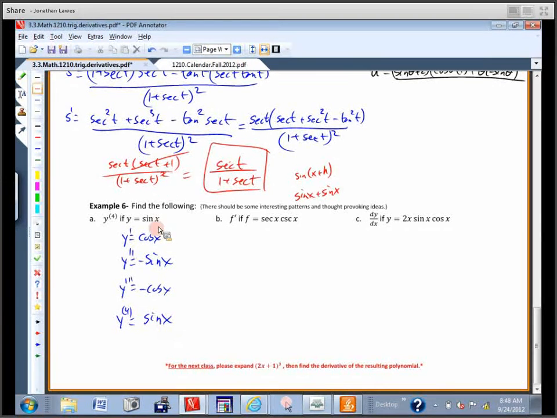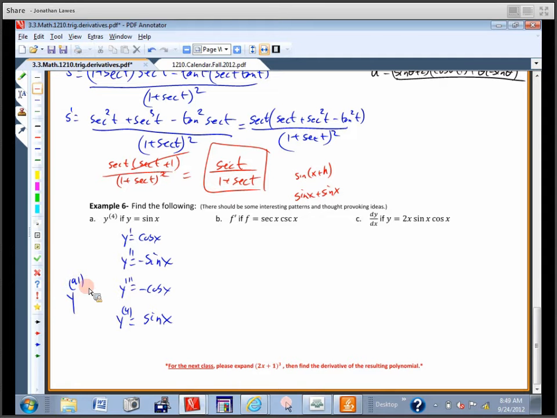So what would happen with this pattern? How often does it repeat? Every 4 times we take the derivative, we'd get right back where we started. Okay? You've got a problem on your test that's something like, what is the 91st derivative of sine? Well, they certainly don't want you to go through it 91 times. Just think, every 4 times we're back to the same thing.